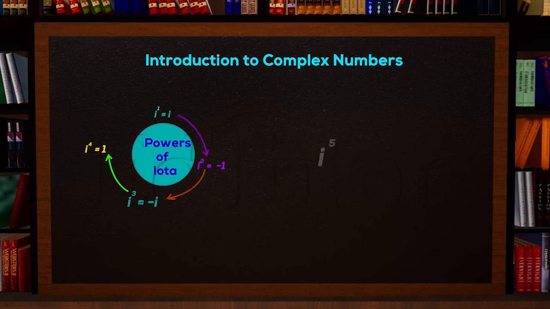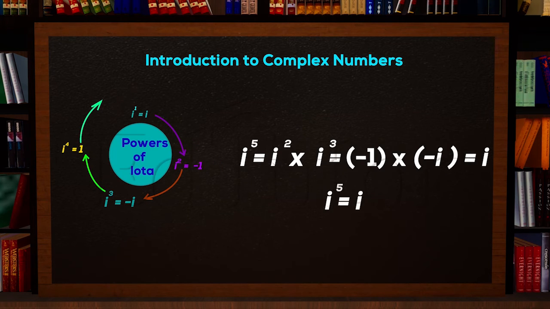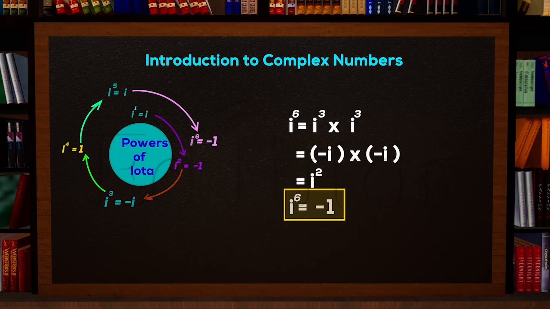Let's further increase the power of i and see what its value will be. Start by isolating the powers of 2 and 3. We already know what these values are, so let's plug them in. And we get i again. If you solve for the 6th power next, then in the same way, you will get i squared, which equals minus 1. Do you notice a pattern?